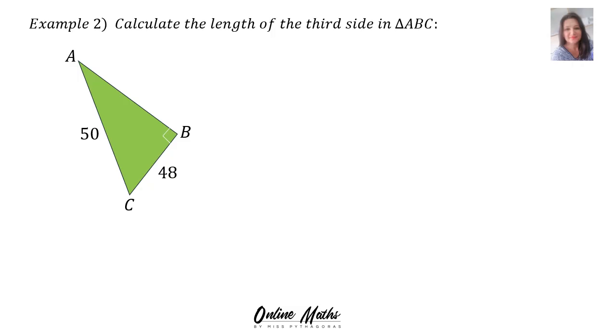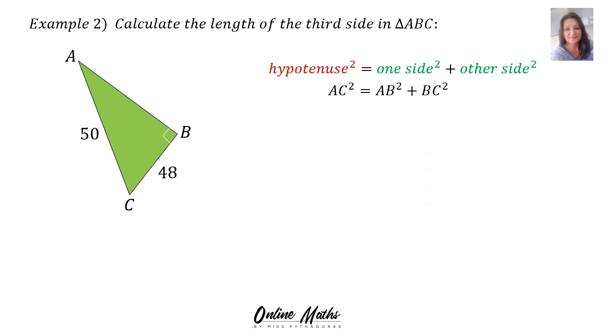Example 2. Calculate the length of the third side in triangle ABC. Now when you go to triangle ABC, you will see that AC, the hypotenuse, was given and one other side. But my advice to you is always start with the basic form of the theorem of Pythagoras, as in hypotenuse squared is equal to one side squared plus the other side squared. And then in terms of this triangle, it will be AC squared is equal to AB squared plus BC squared, and you always add the reason, Pythagoras.